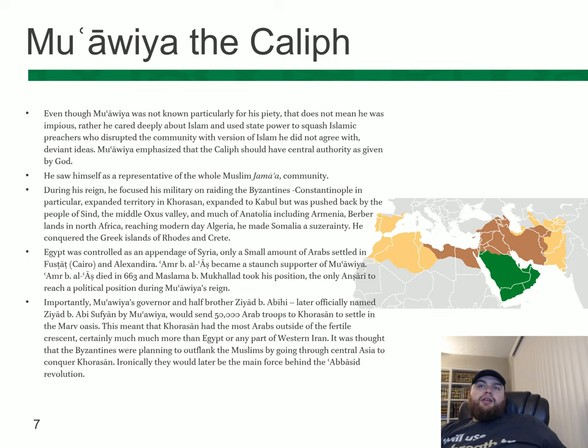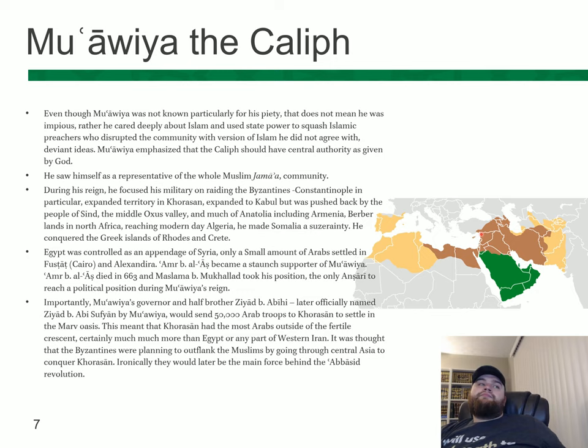Still, Anatolia was hard to penetrate, mainly because of the terrain. It's tough terrain there. If you've ever been to Turkey, it's mountainous and hilly, and it's hard to march an army through, right? But they did take the island of Cyprus, and they had a navy trying to bombard Constantinople, but Constantinople has a giant wall and is very well fortified.